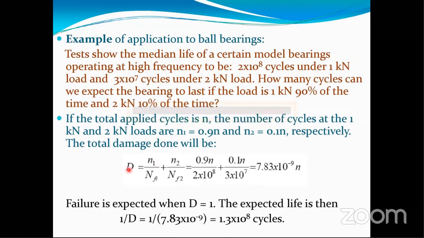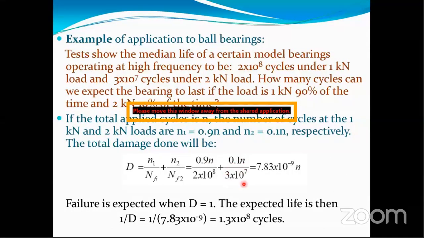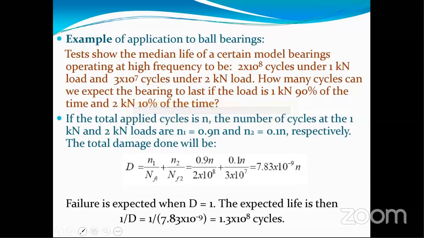So in this case, total damage we can calculate in this way. N1 is nothing but 90% of the time, denoted by 0.9 times n, and the number of cycles is 2 into 10 power 8, and 10% of the cycles for this stress amplitude. Here I am mentioning it as a load, but it finally translates to stress amplitude. The total damage we have to sum up in this way, and when we take the inverse of the damage, it is the total number of cycles. I hope you got it.